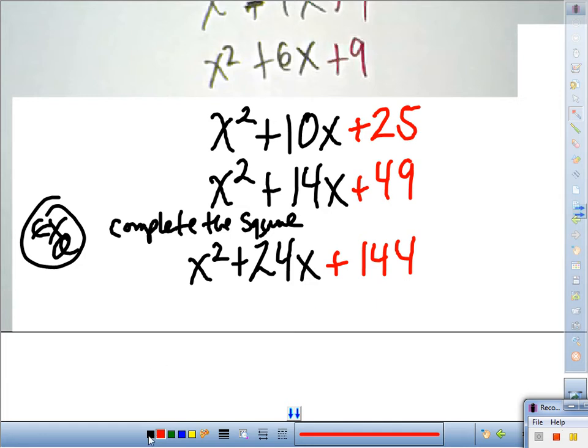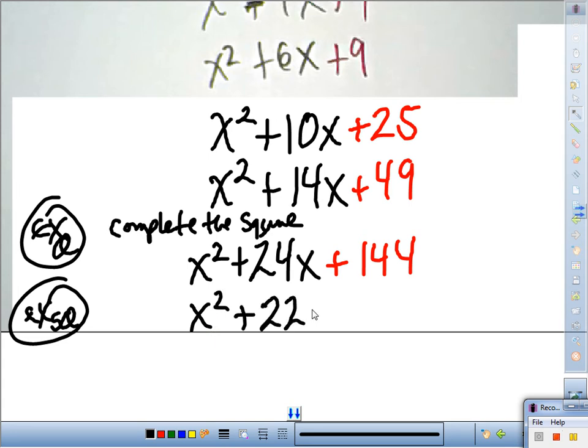Okay, let's do one more of these. Example Super Q. X squared plus 22x. Tell your neighbor what you need to complete that. We need what? Plus 121. That is correct. Do we get the pattern now?